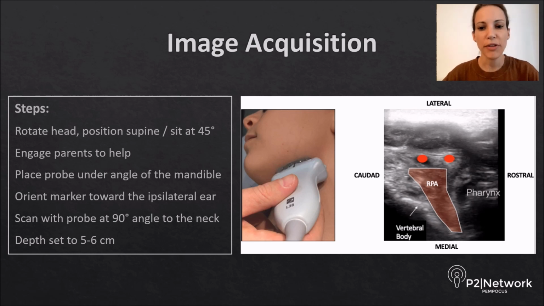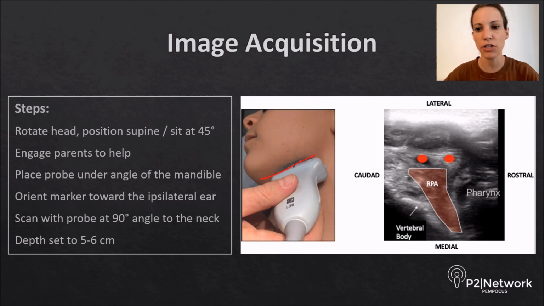So let's talk a little more about the technique. If possible, the patient should be positioned sitting at about a 45-degree angle. Now, given that we mentioned the most common age for RPA is less than 4, sometimes this can be difficult to accomplish, having the toddler sit on their own. So remember, utilizing the parent to help is most useful. Have the baby or toddler sit in the parent's lap, and you can often obtain the angle for optimal visualization using this technique.